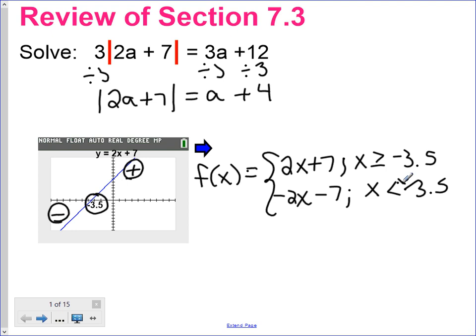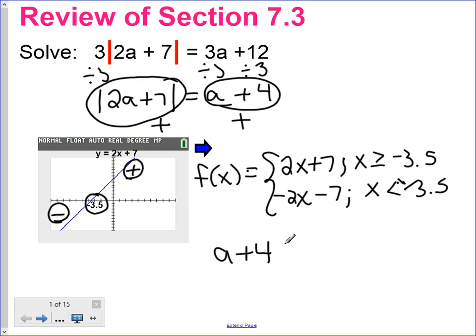So the next thing that I want to look at before I look at my cases is any implied restrictions. So you can see on this here, when I take the absolute value, it will always be a positive. So I know since it's an equation, the right-hand side must also be positive. So that means that a plus 4 has to be positive or greater than or equal to 0. So subtracting 4 from both sides, I get that a has to be greater than or equal to negative 4.